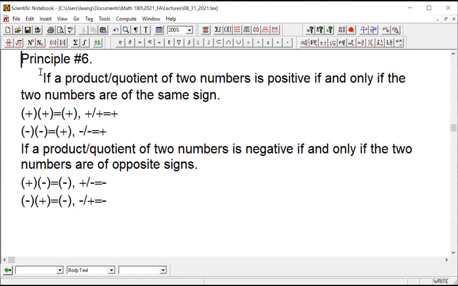Then the two numbers are of opposite sign, right? So this is something you have learned a long time ago. You probably even take it for granted, right? A positive number multiplied by a negative number is going to be a negative number. A negative number times a negative number is going to be a positive number. Who doesn't know these?